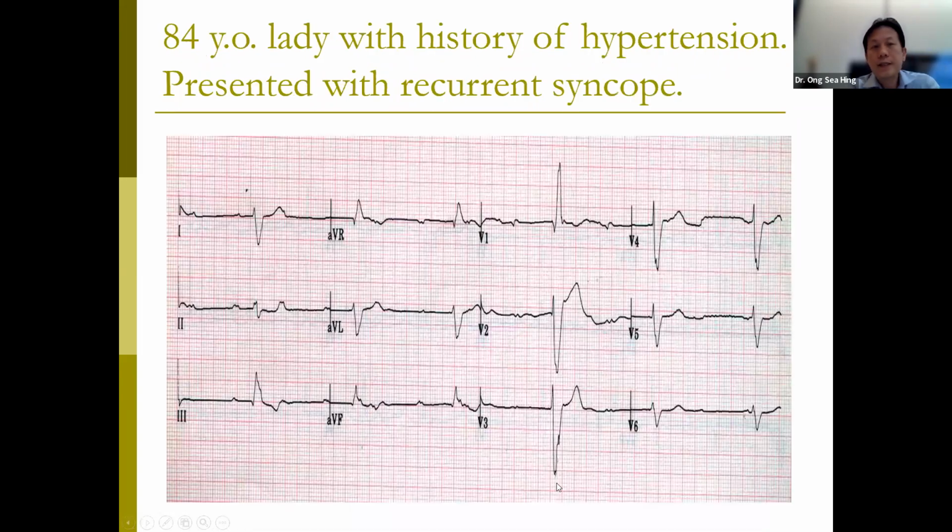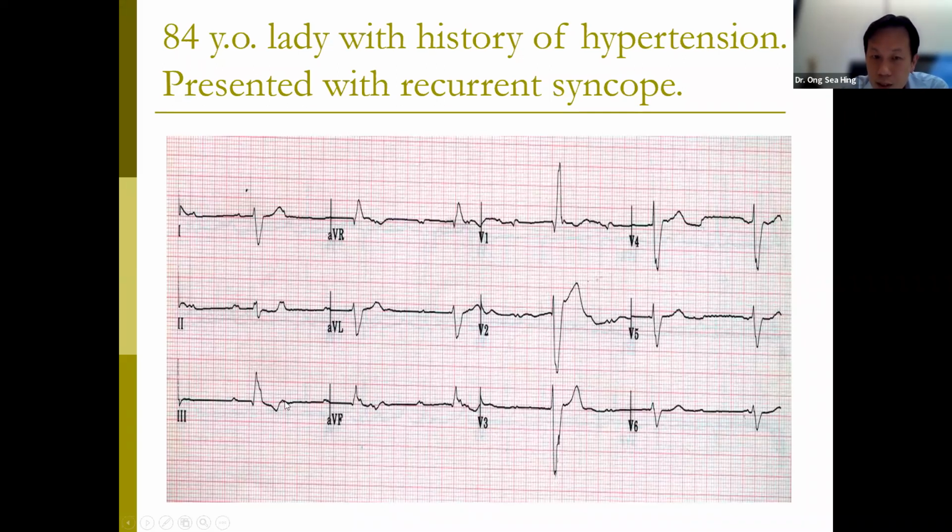This is an ECG of an 84-year-old lady with a history of hypertension, and the patient presents with recurrent syncope. So what do you see in this ECG? Number one, remember "marrow": there's an M in V1 and a W in V6. So a marrow pattern is a right bundle branch pattern. So this patient has a right bundle branch pattern in the QRS complex.